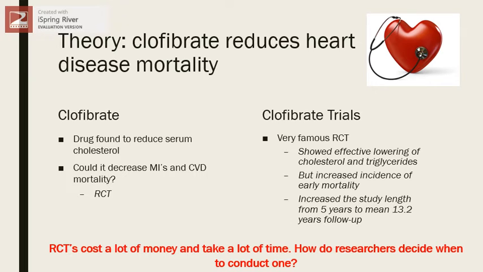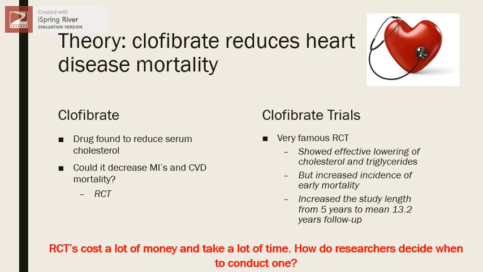So, randomized control trials cost lots of money. They take a long time. In this study, 13 years. So, how do researchers decide when to conduct one? That's really what we're going to be talking about today. How do we know when it's appropriate to do a trial? Is there a way around doing a randomized control trial? A cheaper, faster, easier way?